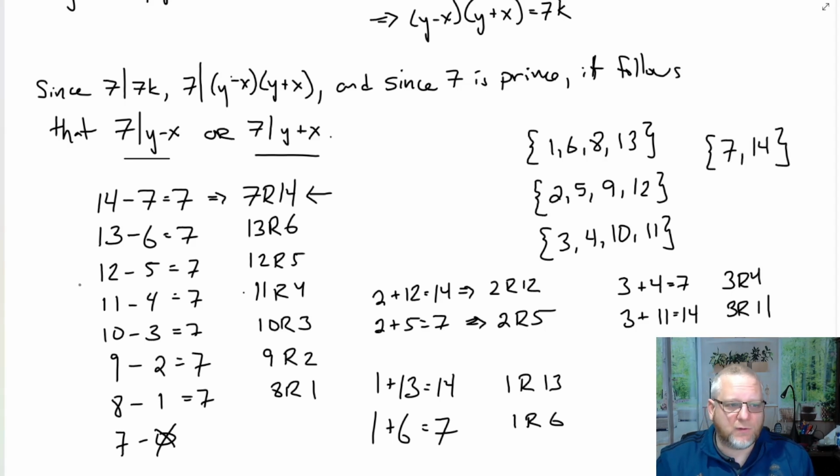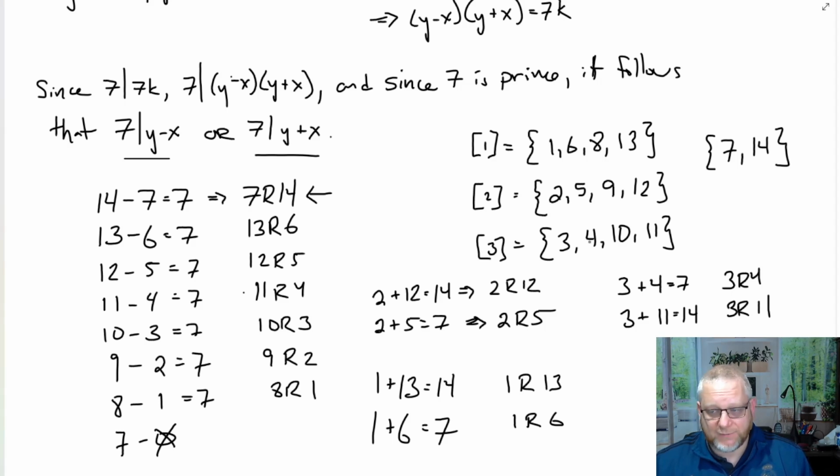And so what we have is 4 equivalence classes, and the last one is just 7 and 14. Now, we normally call an equivalence class based on the smallest number in it. So this would be the equivalence class of 1. This would be the equivalence class of 2. This would be the equivalence class of 3, which is the same as the equivalence class of 4, which is the same as the equivalence class of 10, which is the same as the equivalence class of 11, right? Those are all the same. And this would be the equivalence class of 7. And so we have 4 equivalence classes.